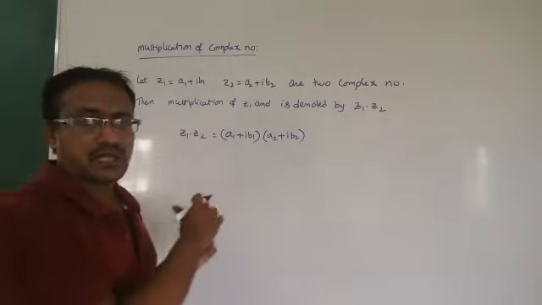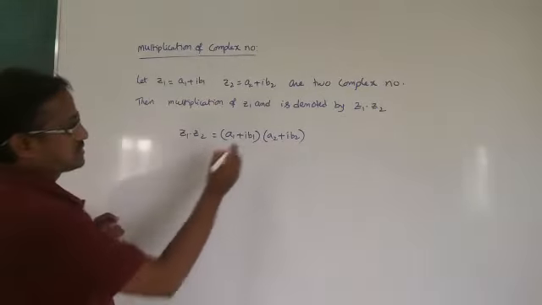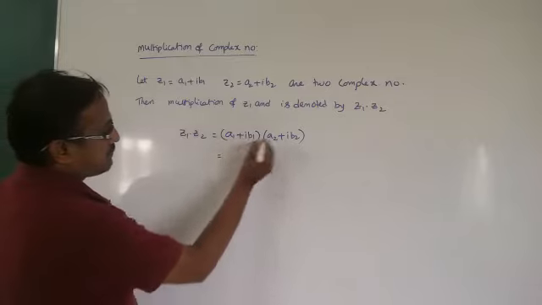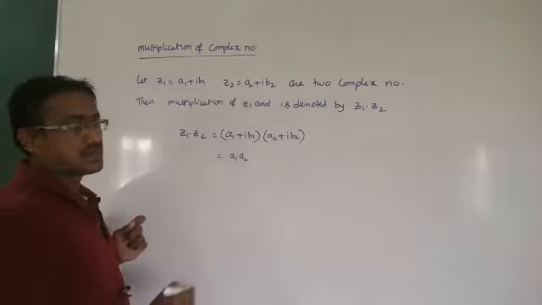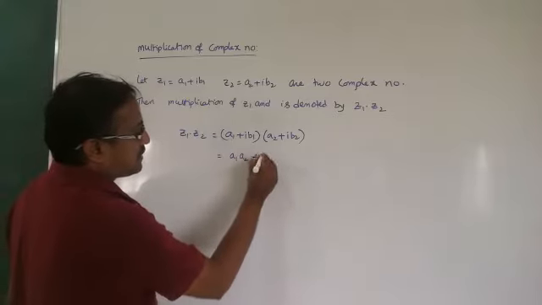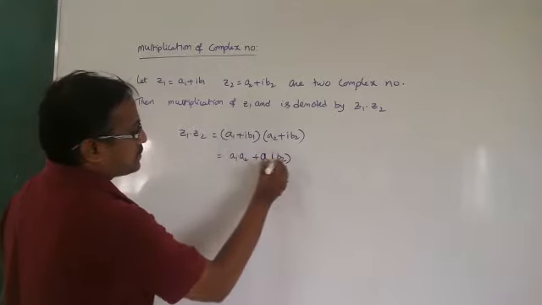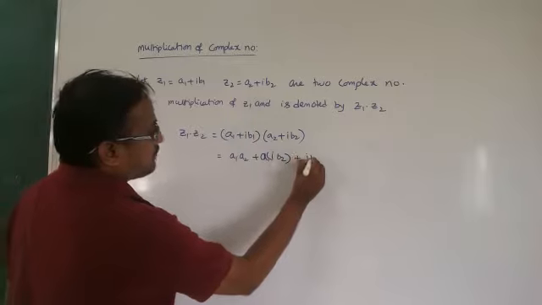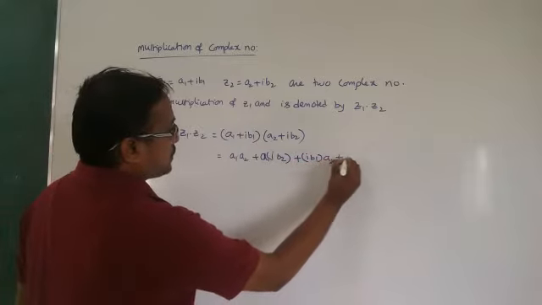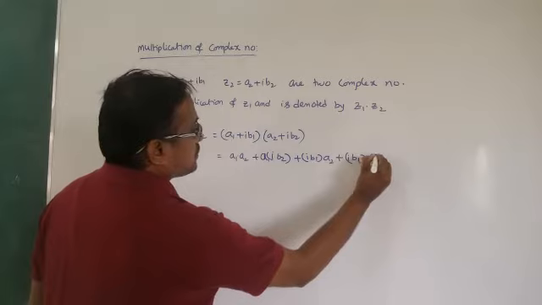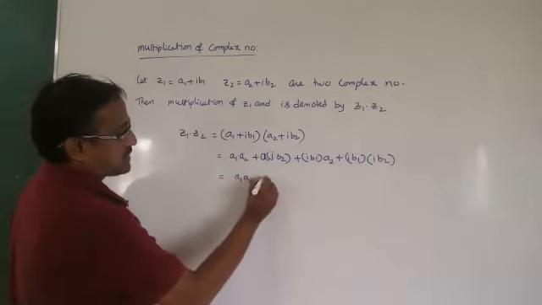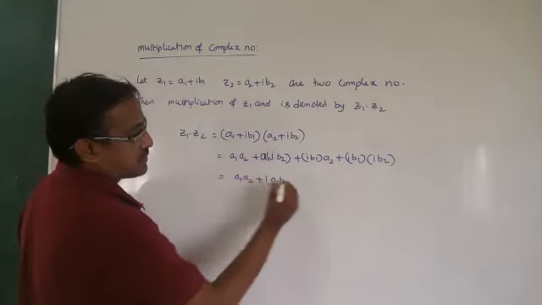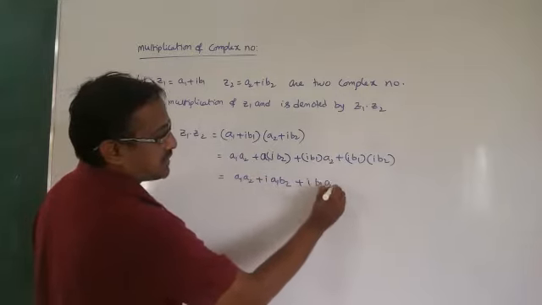Now let us multiply these two complex numbers. Now you can see a1 into a2. Both a1 a2 are real numbers. Now again a1 into ib2 plus ib1 into a2 plus ib1 into ib2. So a1 into a2 plus i into a1 b2 plus i into b1 a2.